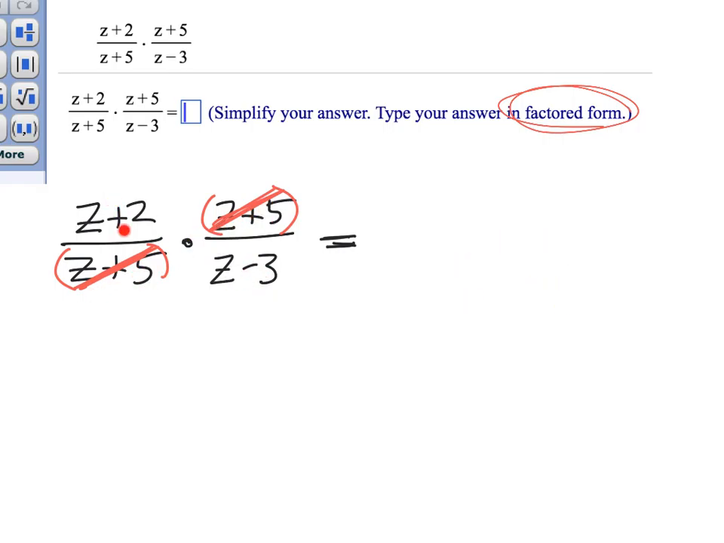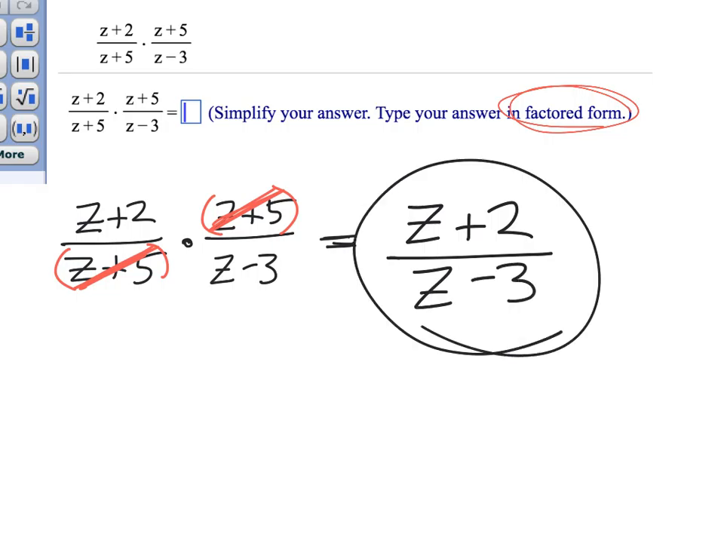And then in this case, these are not like terms. You're not allowed to cross off the z's, because this is not a z, this is a z plus 2. And this is not a z, this is a z minus 3. So they are not like terms. So our simplified answer is z plus 2 over z minus 3. And that is your answer.